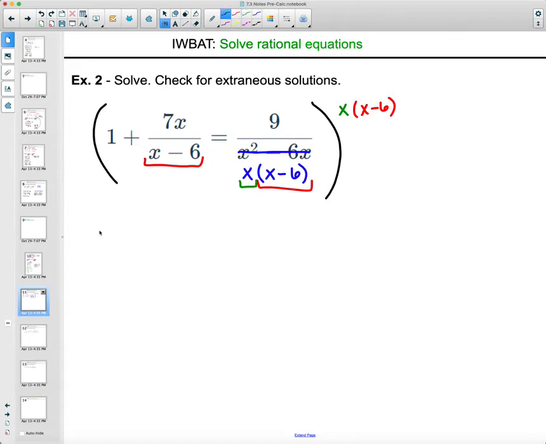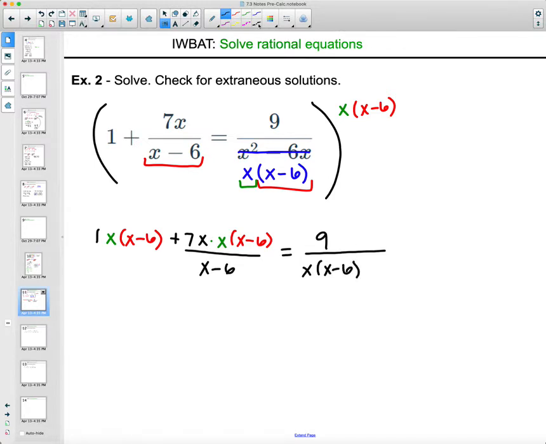So we're going to multiply this in. So we'll have 1 times x minus 6 for this first part. Then we'll multiply this into the middle. So we have that plus 7x over x minus 6. And then we're going to multiply this in. So we'll multiply times x and we'll multiply times x minus 6. And then this one we've got 9 over x times x minus 6. And we will multiply this in. So we'll get x times x minus 6. So getting this thing multiplied to all three pieces.